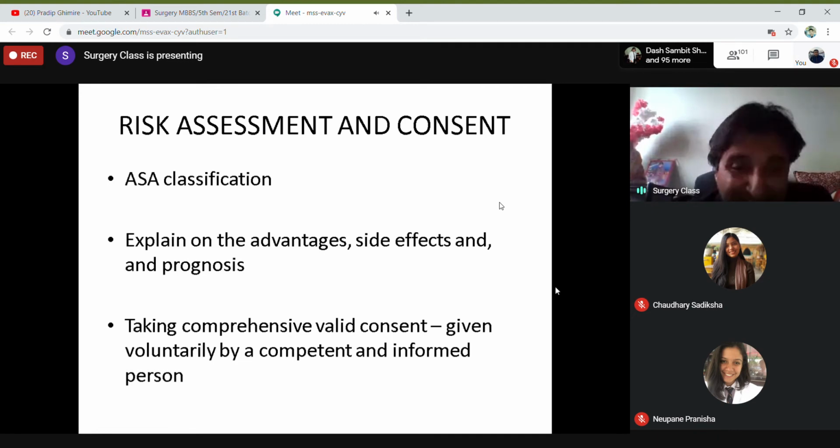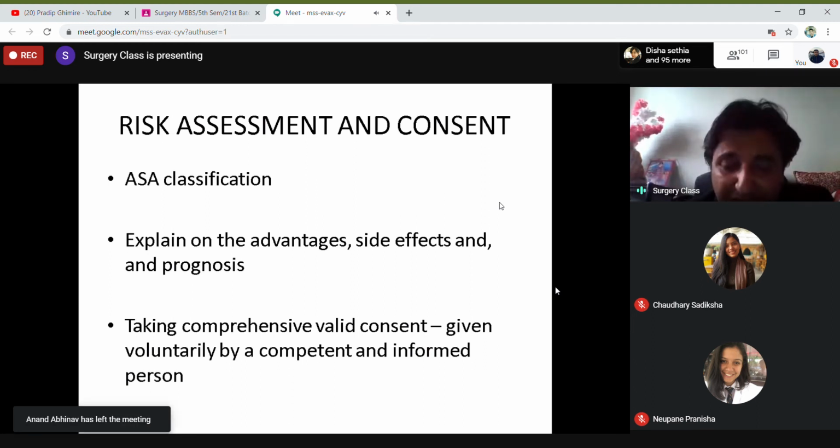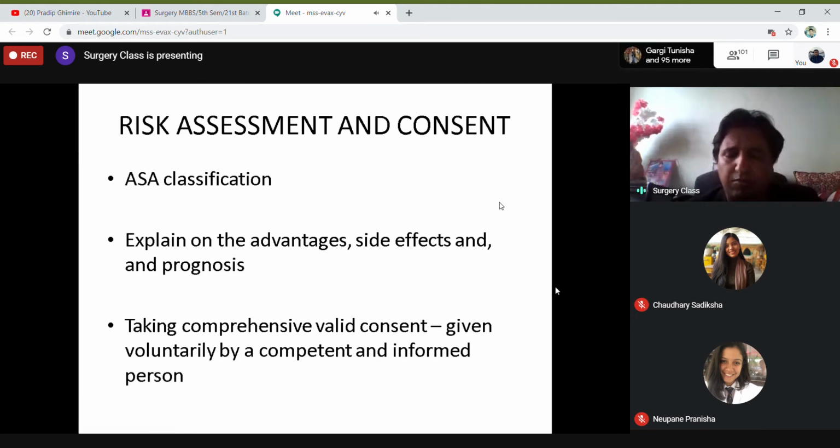Consent should be an informed consent by a competent and informed person, so the patient and his relatives. Usually we tell the patient what surgery you are going to do and what the different complications of the surgery are. Then you ask the patient and the relative to sign the consent form. Many places nowadays have started doing video recording of the informed consent also.